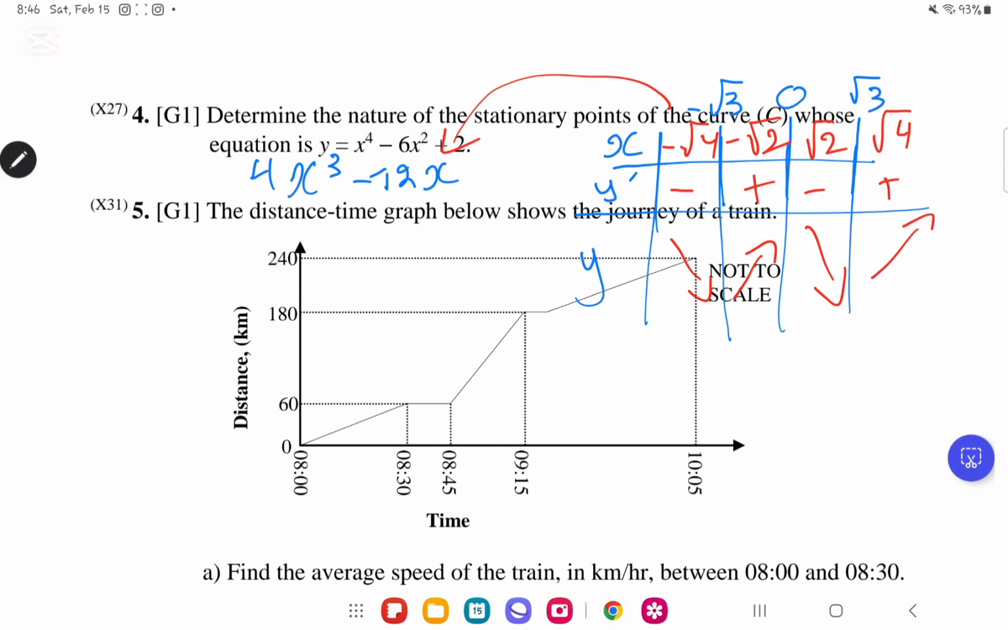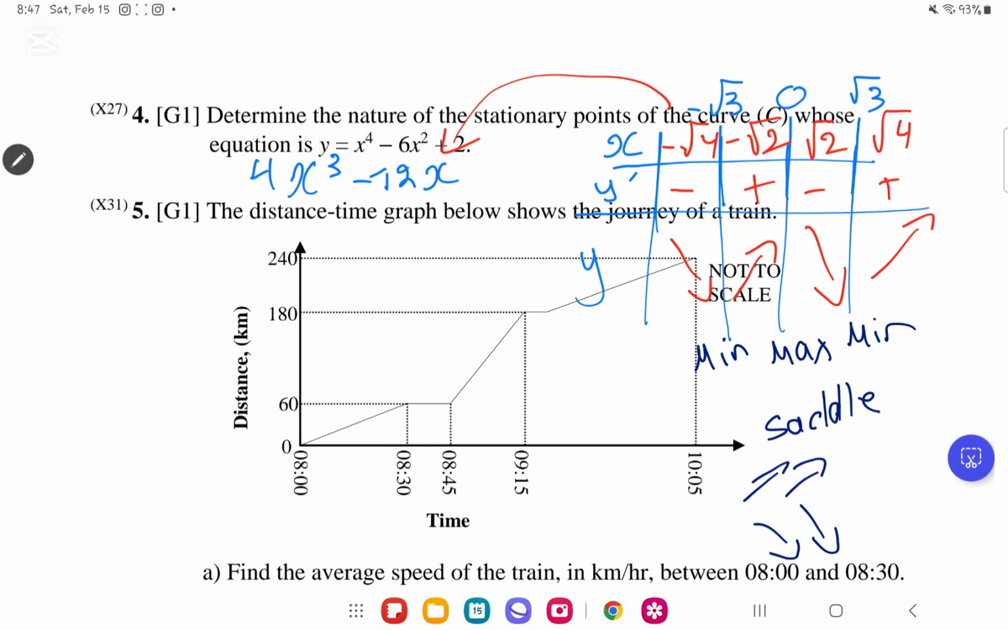Now they said determine the nature of the stationary points. Very simply, over here it's very obvious that this is a local minimum. Here this is a local maximum, and here this is also a local minimum. When do we know if it is a saddle point? A saddle point is if you have 2 increasing or 2 decreasing right after each other. Okay, and this is pretty much it for this question over here.